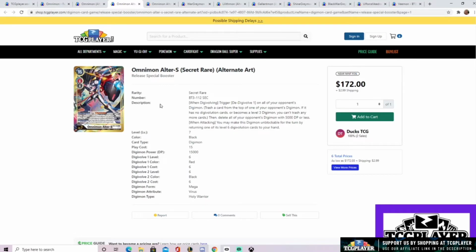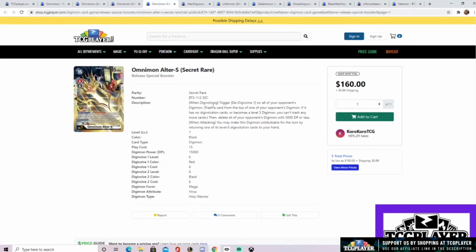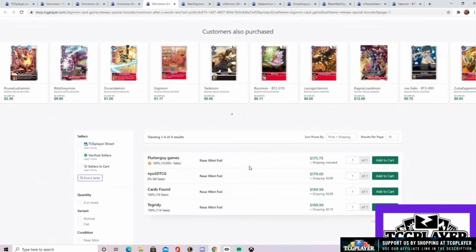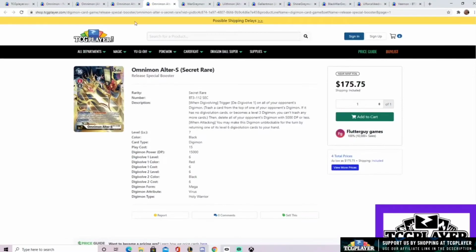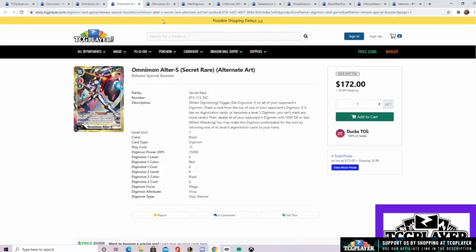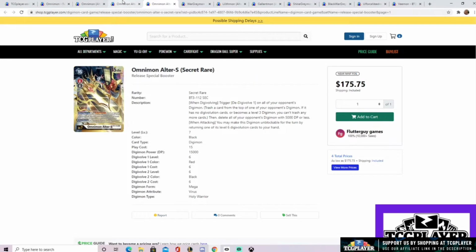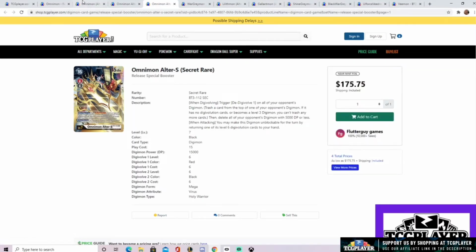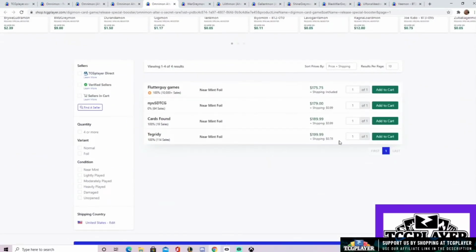So if you want to play it and you want a lot of the Omnimons, you're going to be paying money for it. Even the regular version of the Alter S, not the alt art version, has gone up in price as well. It's $175.75, or $179. If you're looking to get an Alter S and you don't mind paying this price point, the alternate art is now officially cheaper. It may not be as cool of an artwork, in my opinion, at least. Everyone's going to have their own opinion, but why not get the alt art instead? So it's just kind of baffling to see how high these are right now.